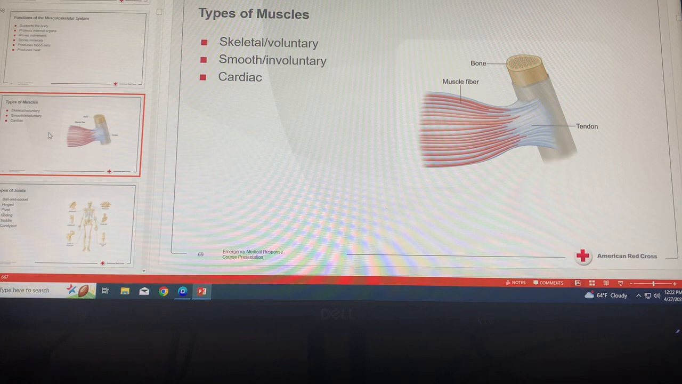Cardiac. Cardiac muscles are only found in the walls of the heart and share some of the properties of the other two muscle types. They are smooth, like the involuntary muscles, and striated, string-like, like the voluntary muscles. They are a special type of involuntary muscle that controls the heart. Cardiac muscles have the unique property of being able to generate their own impulse independent of the nervous system.